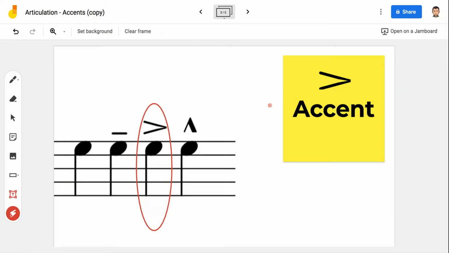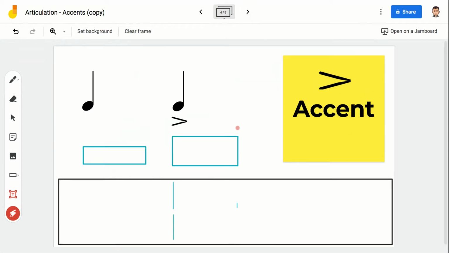So let's talk about the accent. This is one of our most common articulations. It comes up in all kinds of music, and usually the one thing we always remember about an accent is this should be louder, right? So when we see an accent, we play that note louder. But what does that really mean? There's lots of different versions of playing louder. So let's look at some note shapes and see if we can understand what that really means.